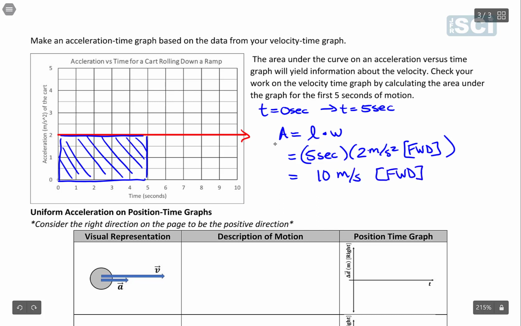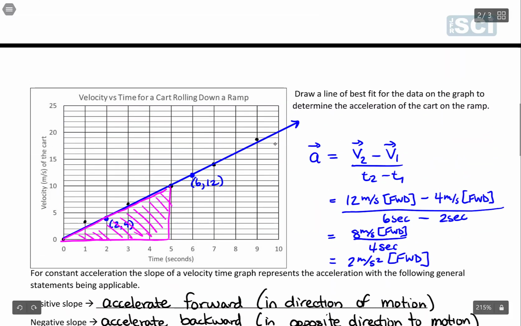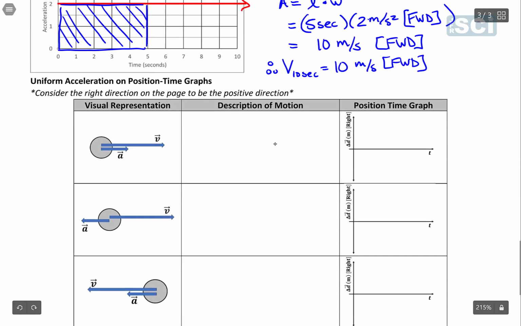And again, this should match up with what we had before. So at 5 seconds, the velocity should be 10 meters a second forward based on our area under the curve calculation. And if I go back to my graph here, at 5 seconds, if I go up and across, sure enough, I get 10 meters a second forward or down the ramp. So that's pretty impressive that we're matching up exactly with the step before.